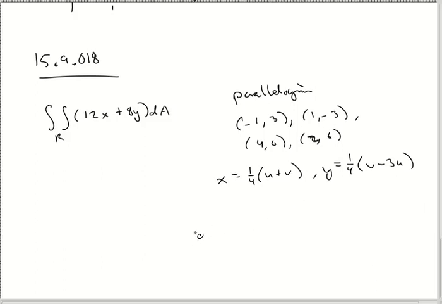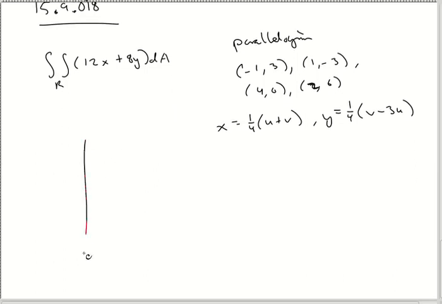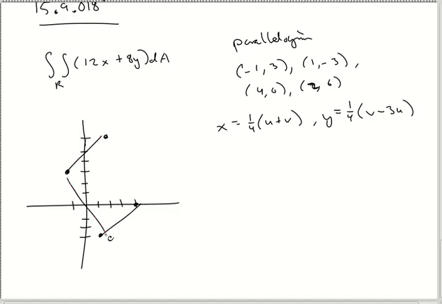Okay, what I want to do to actually make this come alive for you is graph this parallelogram and see if you'd like to do a double integral for it, okay? So (-1, 3), (1, -3), we got (4, 0), and then we got (2, 6). Okay. There's my region. There you go.